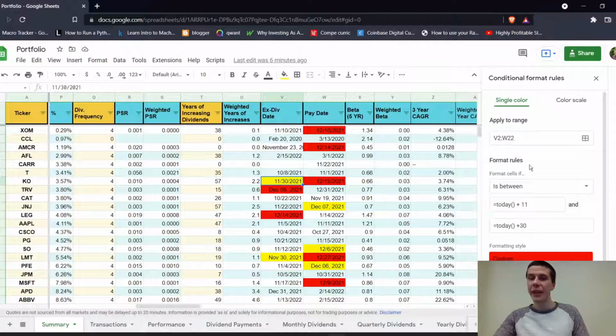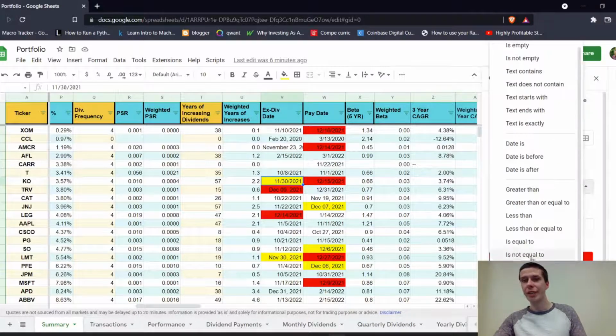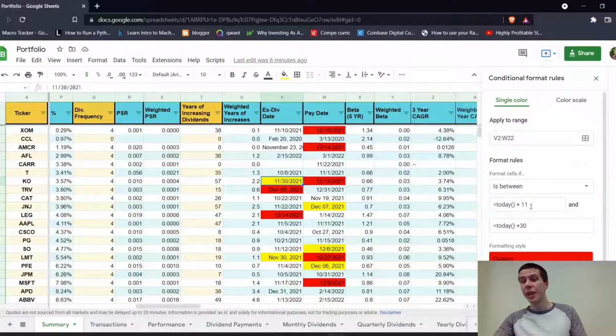And how you actually do that is you go into conditional formatting and you select your range. So I'm selecting these two columns, and then we're going to format the cells. We're going to choose the "is between" condition for the first two. And you just do equals today plus however many days out you want to go. And then for the second one, it's just the further out date.